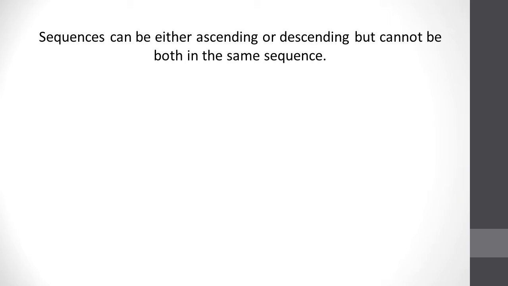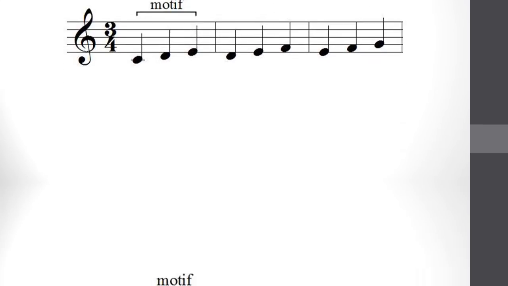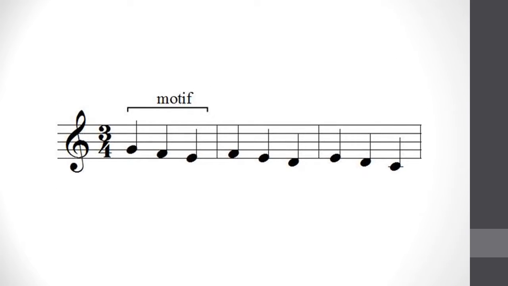Sequences can be either ascending or descending, but they cannot be both in the same sequence. The diagram below is an ascending sequence because each restatement is higher than the previous one. Here is an example of a descending sequence. Notice how each time the motif is restated, it is played a second lower in pitch, G, F, E, F, E, D, E, D, C.